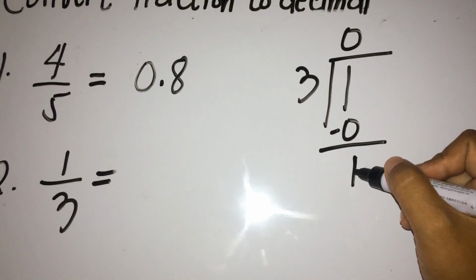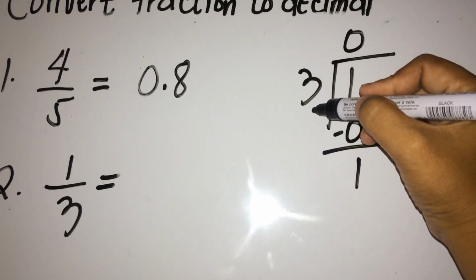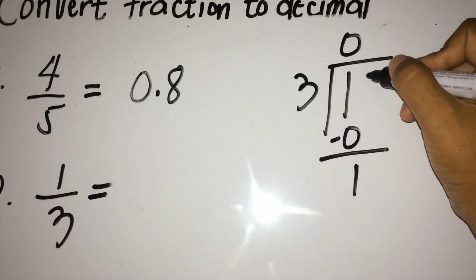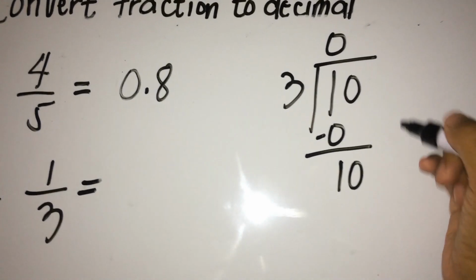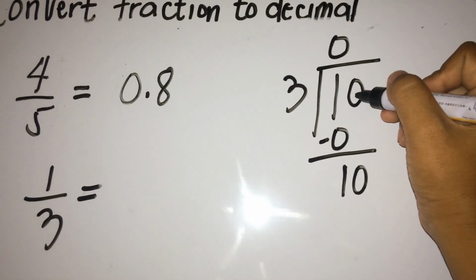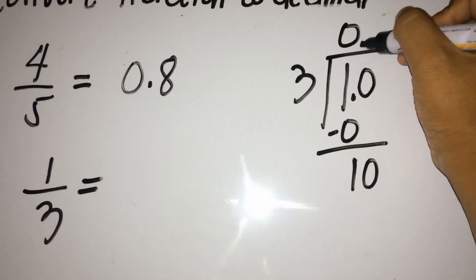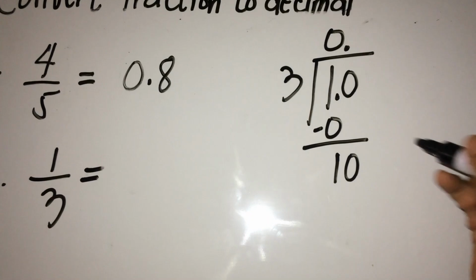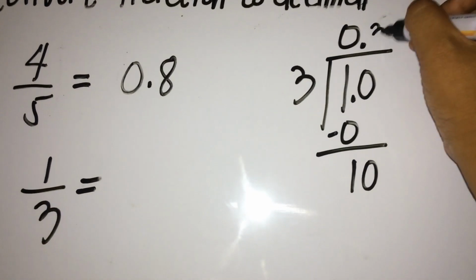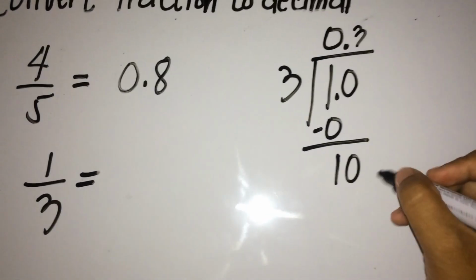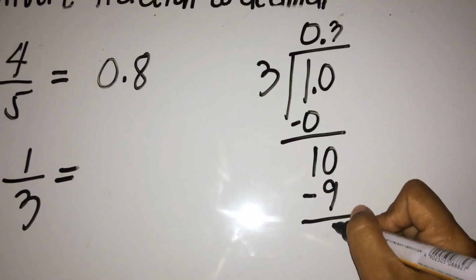Since we cannot divide 1 by 3, we're going to add another 0 here and bring it down there. But please don't forget that the moment you add 0, you add a decimal point there and a decimal point also there. So let's proceed with our division. 10 divided by 3 is 3. 3 times 3 is 9. We'll subtract. Then 10 minus 9 is 1.